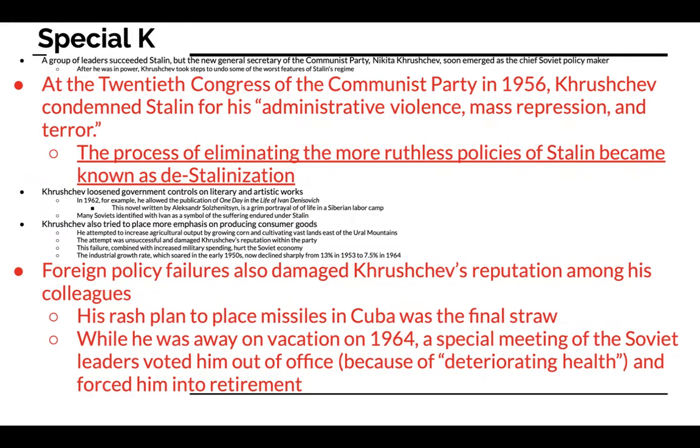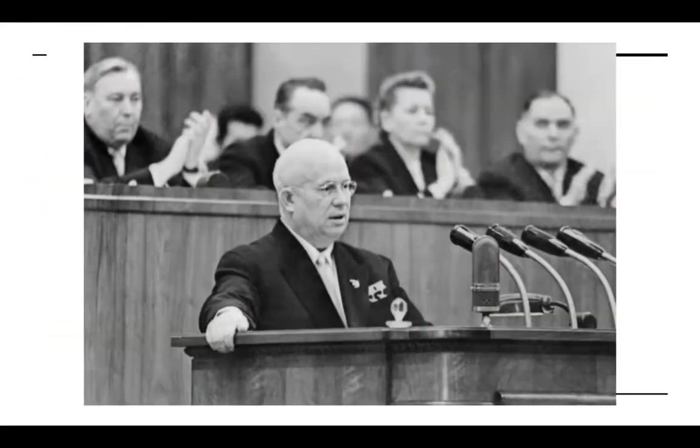Foreign policy failures also damaged Khrushchev's reputation among his colleagues. His rash plan to place missiles in Cuba was the final straw. While he was away on vacation, a special meeting of the Soviet leaders voted him out of office because of, quote, deteriorating health and forced him into retirement. So that's Khrushchev giving the speech.